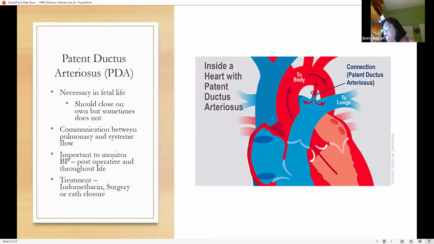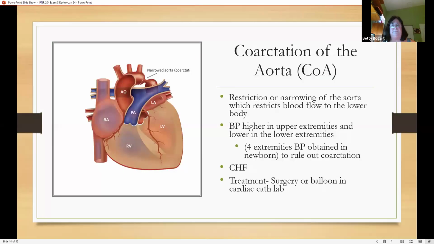Patent ductus arteriosus is fetal circulation. It connects the lungs to the body, pulmonary artery to the aorta, so lungs to the body. So it's extra oxygen going around.